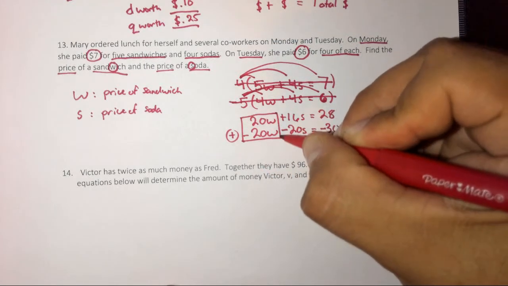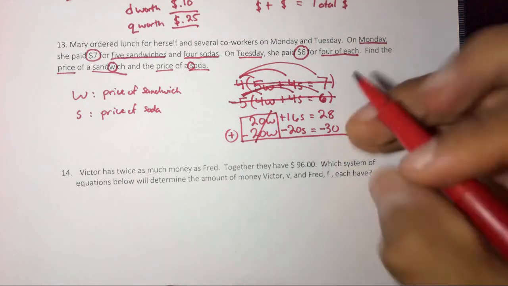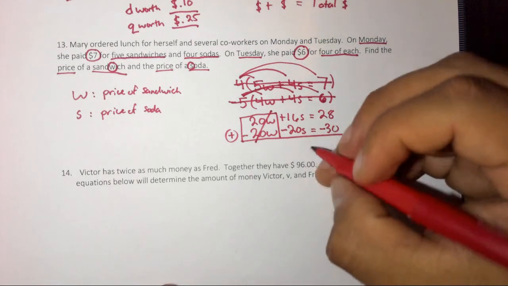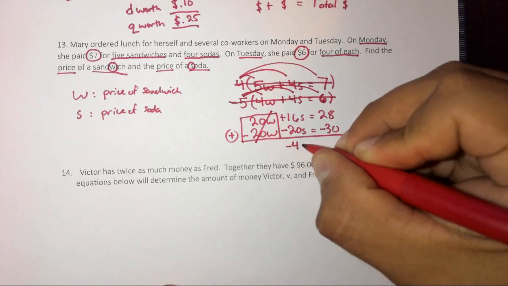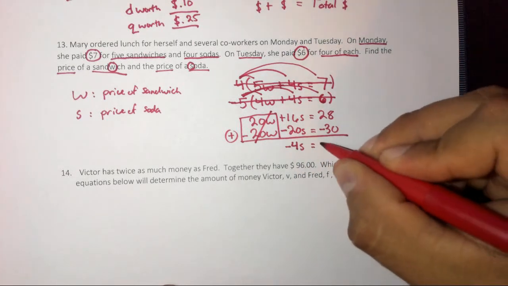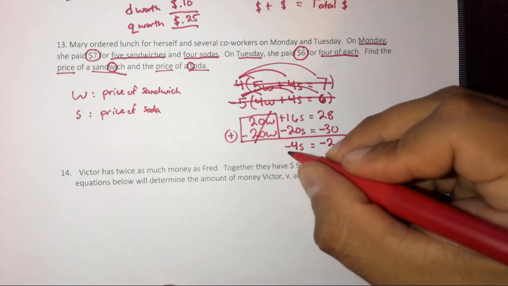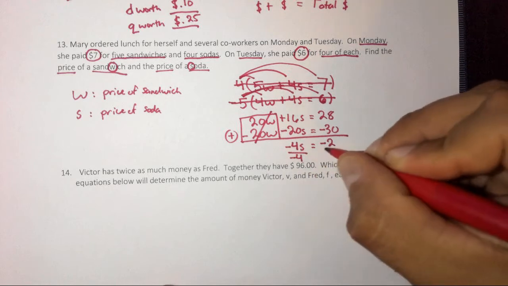Positive 20W and negative 20W are going to create a 0 pair. 16 plus negative 20 is going to give me negative 4S. And then 28 plus negative 30 is going to give me negative 2. And now from here, to get the S by itself, it's just one step. Divide everything by negative 4.